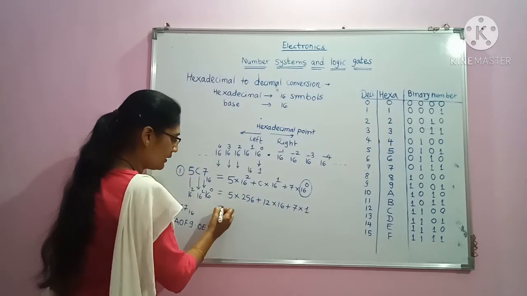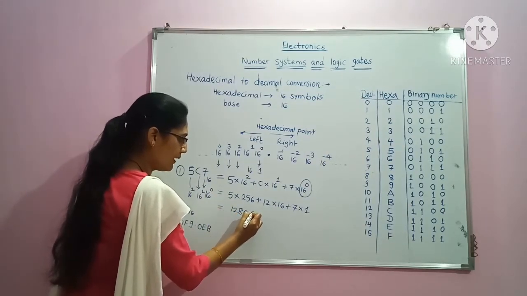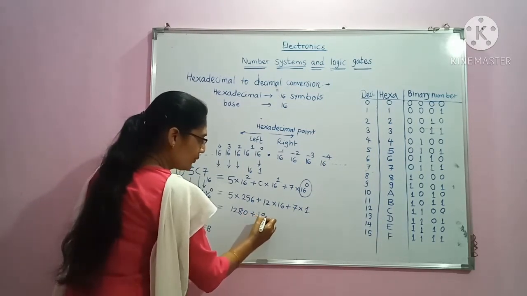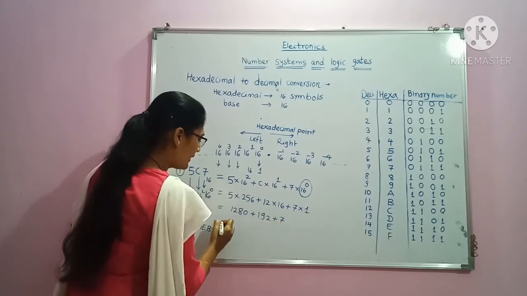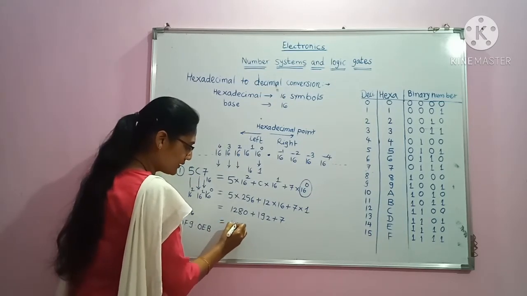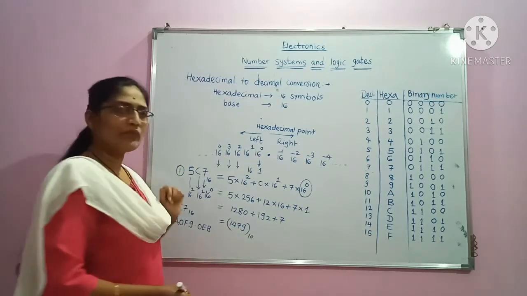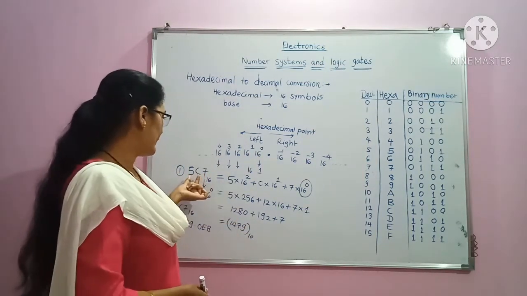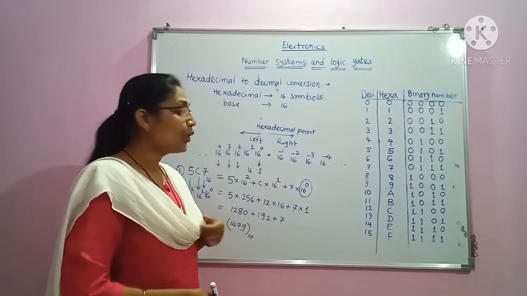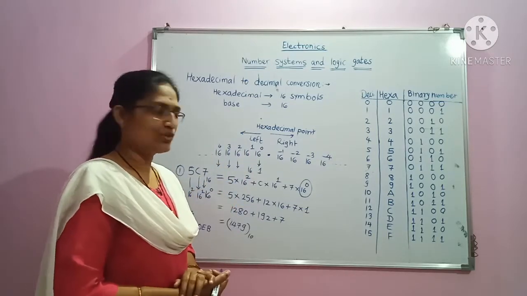Now I have to multiply this and find out the final answer. So this comes out as 1280 plus 192 plus 7, and the final value comes out as 1479 in decimal. So I have converted 5C7, which is a hexadecimal number, to its decimal form by using this procedure.